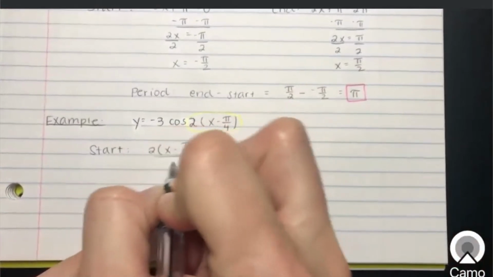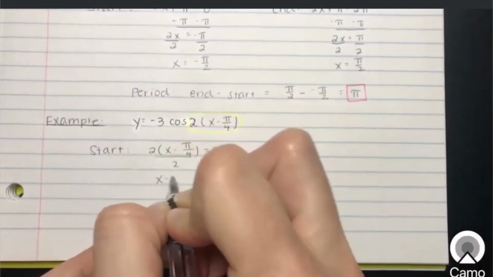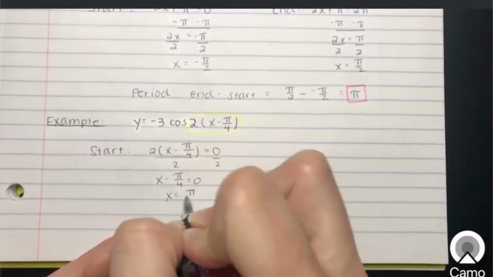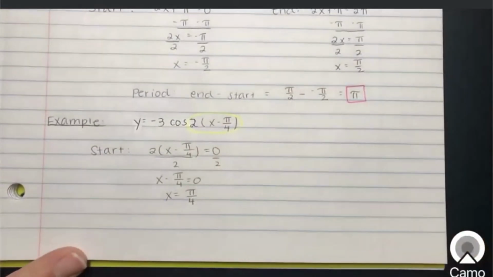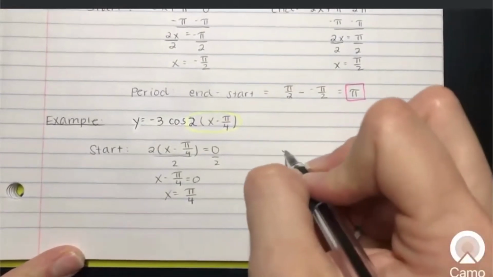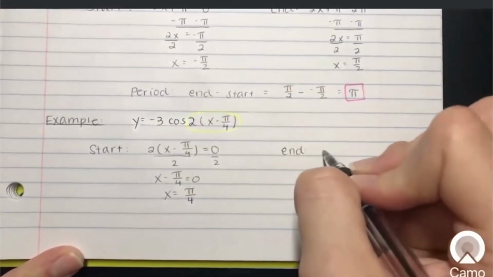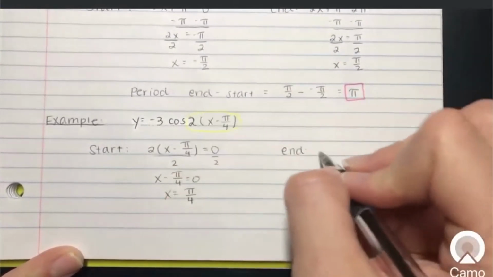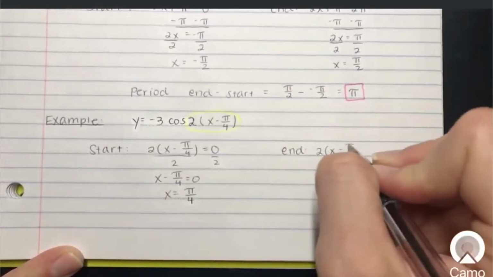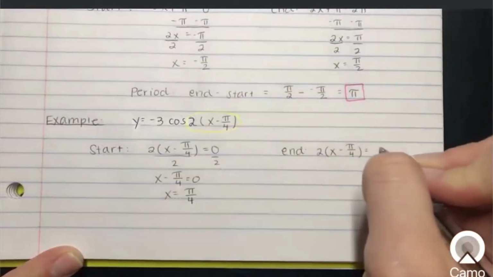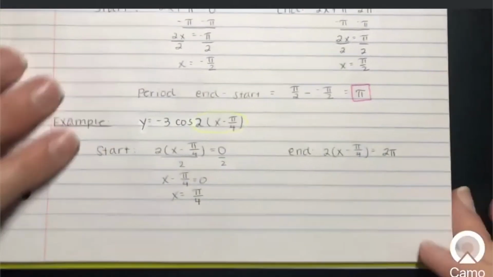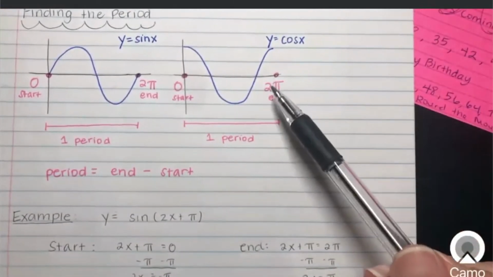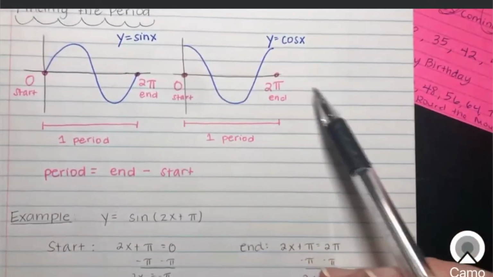We can go ahead and divide by 2 right away. x minus pi over 4 equals 0, so x will equal pi over 4. That's where our function is going to start. And then we're going to set the ending point: we set the input equal to the parent function ending point. We know cosine always ends at 2 pi, just like sine. So it ends here at 2 pi, and we're just looking at the x-axis.